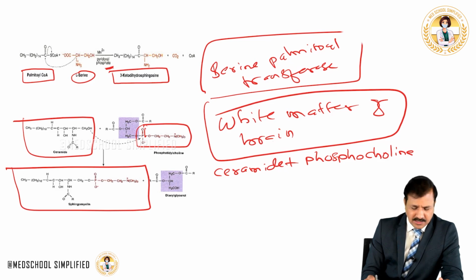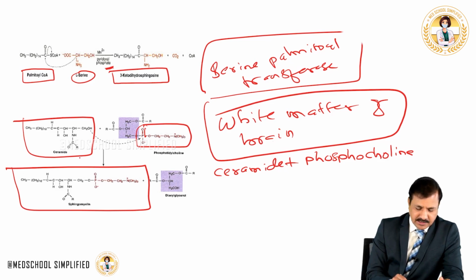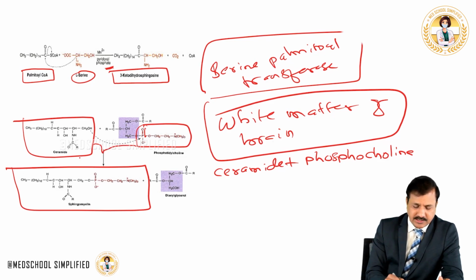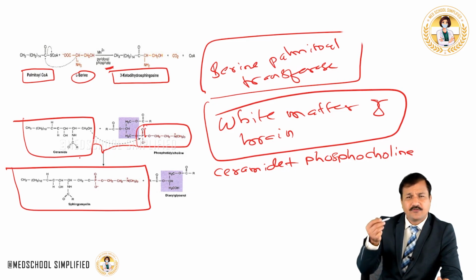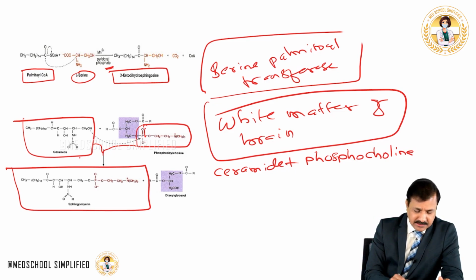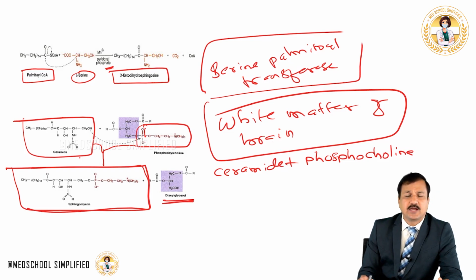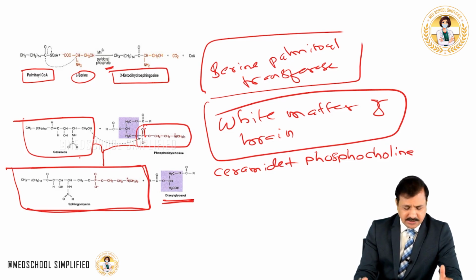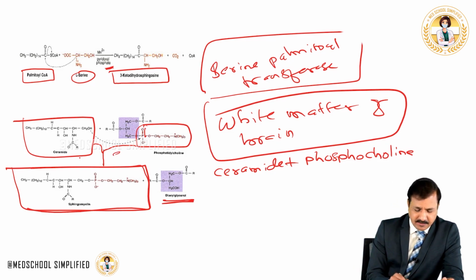As you see in the figure, here is the ceramide which is going to take the phosphocholine part of phosphatidylcholine. Only the phosphate and the choline moiety is taken and we get this sphingomyelin, and the rest of the molecule in phosphatidylcholine is released as diacylglycerol. This is how sphingomyelin is made, done by the sphingomyelin synthase enzyme.